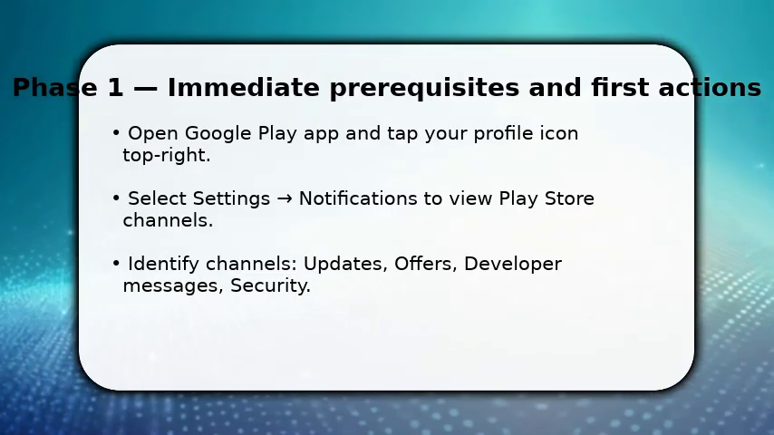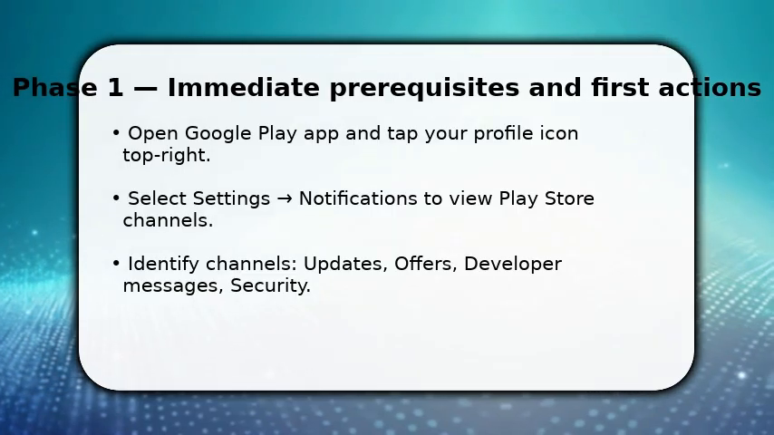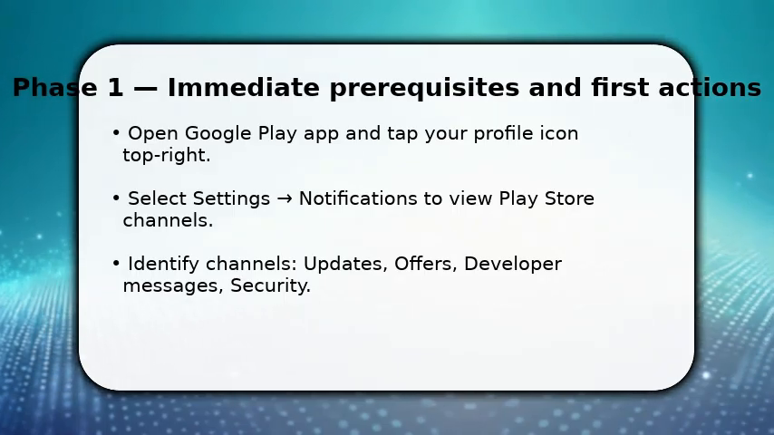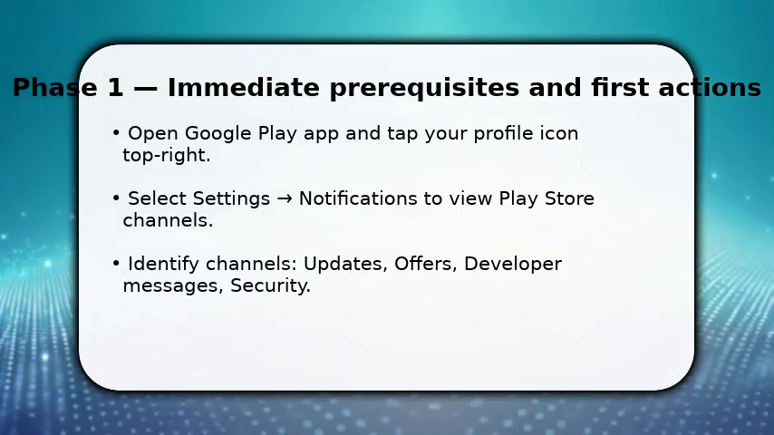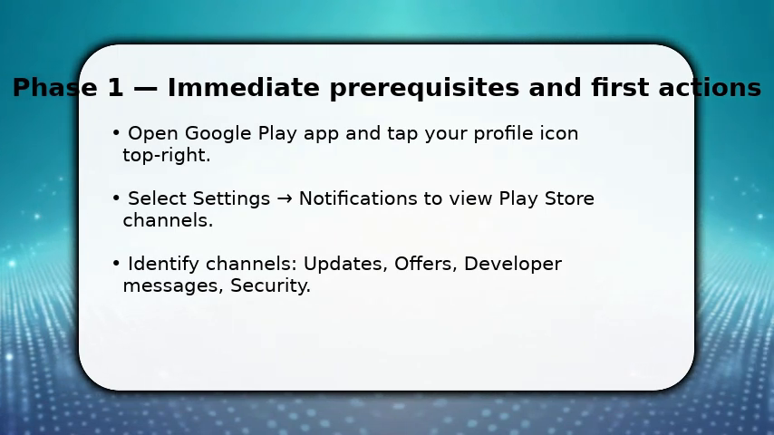Once you see the channels, make sure you note which ones matter: app updates versus promotional messages. Now prepare to change each channel to match your preference. You now toggle channels one by one.